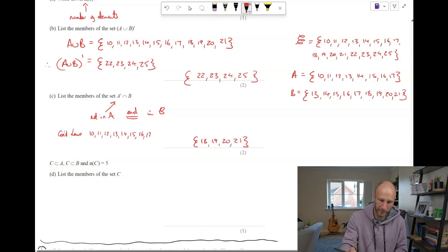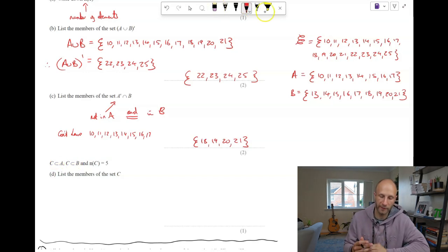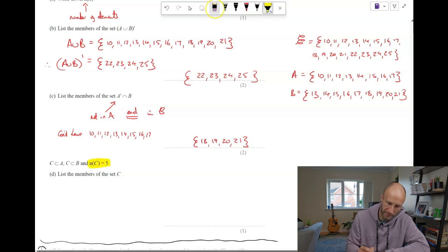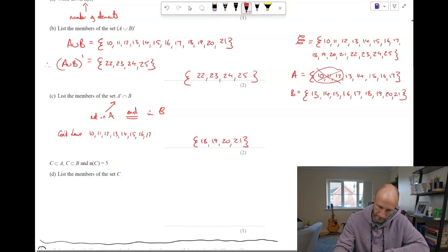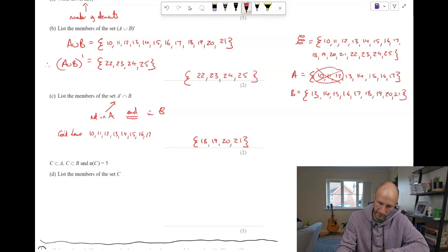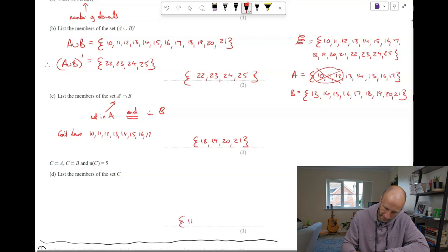So it's got to be a part of A and it's got to be a smaller part of B. And there's 5 things. This means the number of things in C is equal to 5. So we want a smaller part of C and a smaller part of A. So I can't have 10, 11, and 12 in because C would be a subset of A then, but it wouldn't be a subset of B because I don't have 10, 11, and 12 in B. Remember, it's got to be a smaller part of the set, which leaves me with 13, 14, 15, 16, and 17 as my 5 elements. So all makes sense, I hope.